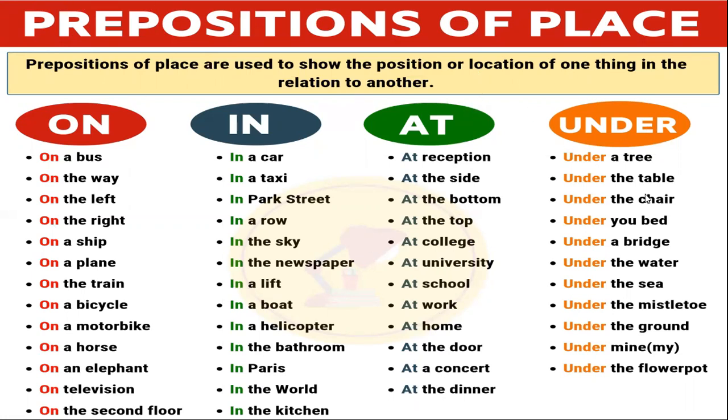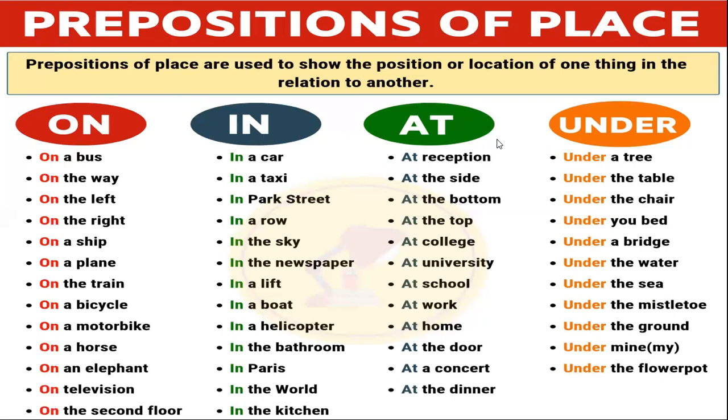Then "under", where we can use under a tree, under the table, under the chair, under your bed, under a bridge, under the water, under the sea, under the mistletoe, under the ground, under mine, under the flower pot. So here these prepositions can be used in some places. So on, in, at, under.